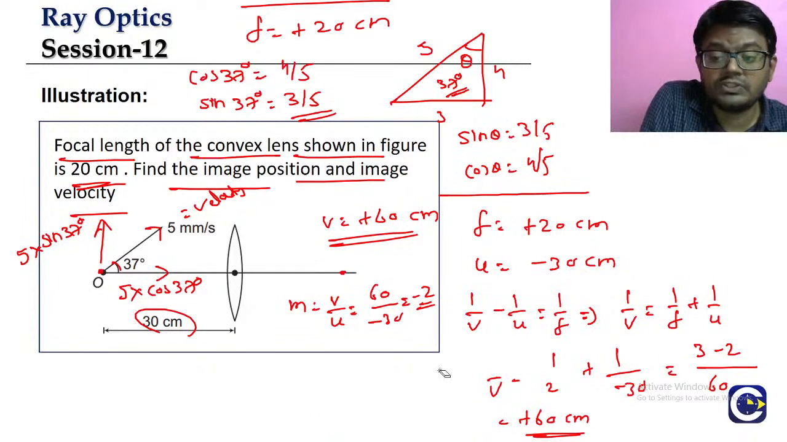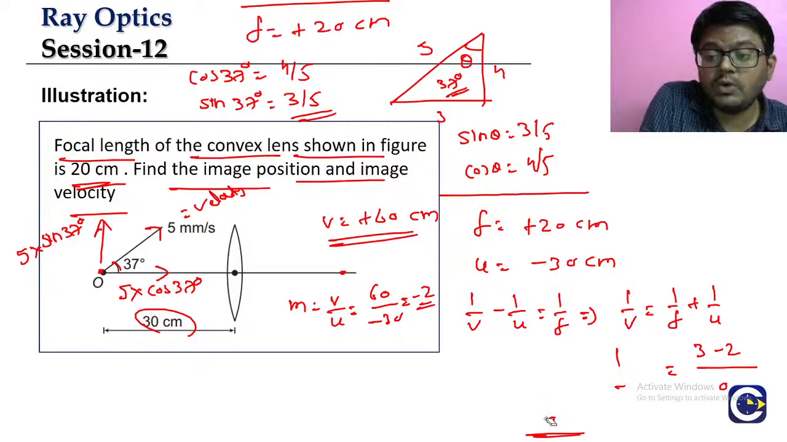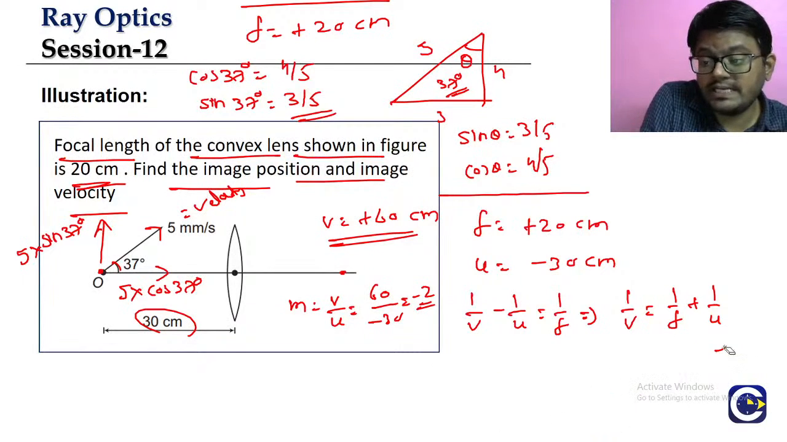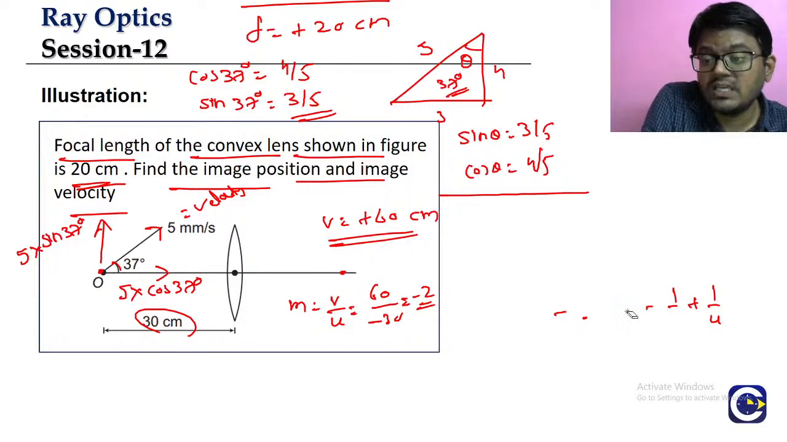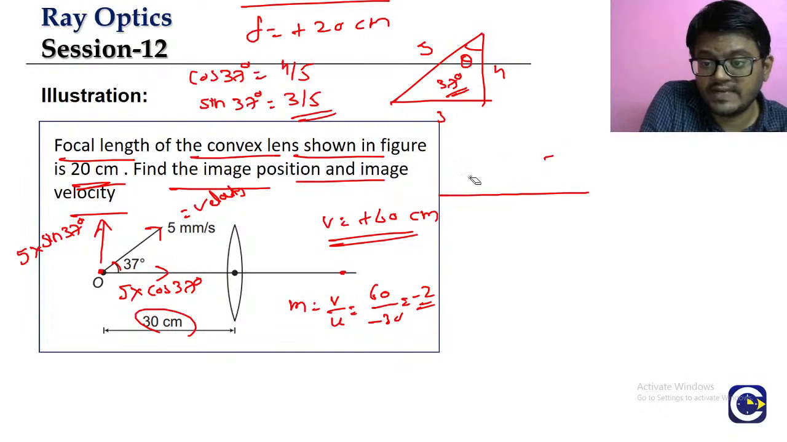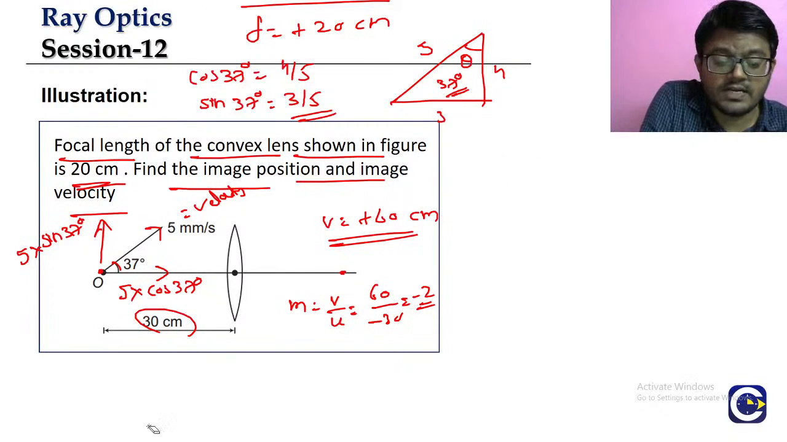What is the first part of the question? They are asking us to find the image position, right? That we are done. We are able to get the image position, and we have also got the magnification factor. Why? Because we have seen the velocity relation formula, and in that we need the magnification factor, correct? So that is the reason why we are also calculating the magnification factor.